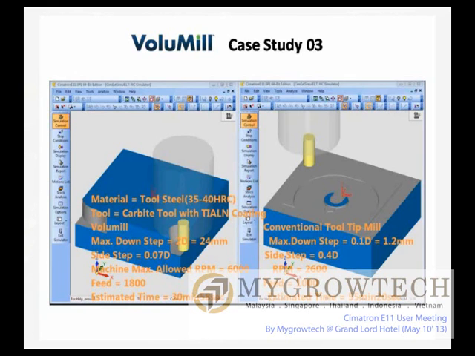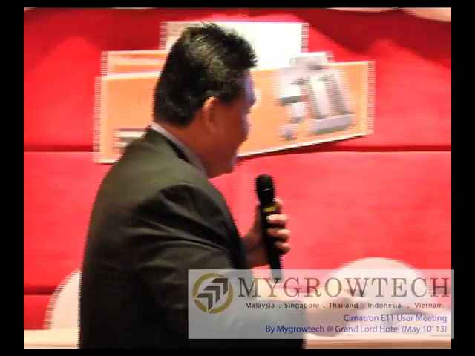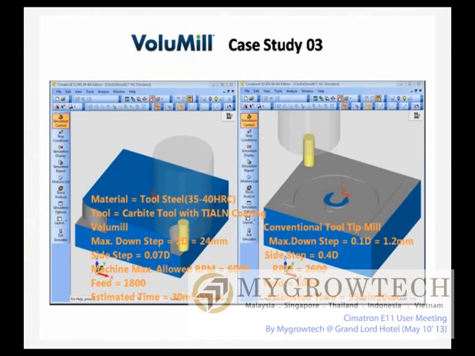So if you compare to the old way, this is the old way. The downside only 10% to 20%. And the machine that I'm using is not a very expensive machine. It is a very cheap machine that the maximum RPM only 6,000. Okay? This shows you that your old machines still can perform.